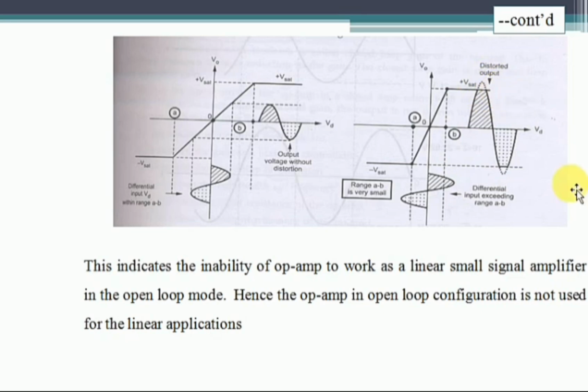So this ability of an op amp holds only for a microvolt input signal. In that case only will the op amp in open loop mode be suitable for linear applications. For signals greater than a microvolt, that is in the range of millivolts or volts, the op amp in open loop mode is not suitable for linear applications. So this is the reason why we are not using the open loop op amp in linear applications. Thank you.